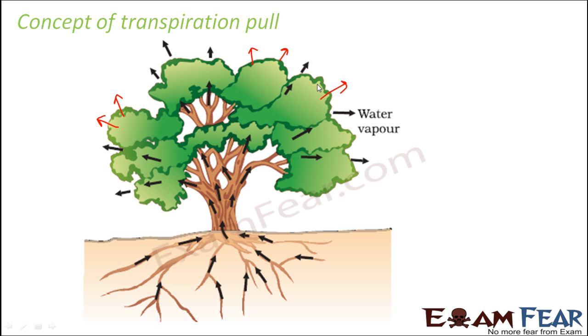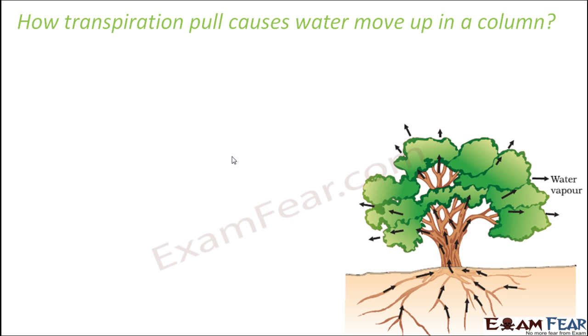Now when the leaves lose water, they tend to pull water from below. Again, when these parts lose water, again they tend to pull water from further below, and that way a pull is created in the upward direction, and this pull is called transpiration pull. Now, how can this transpiration pull actually cause water to move up the column? Because every part of the plant is in need of water, because due to transpiration water is lost.